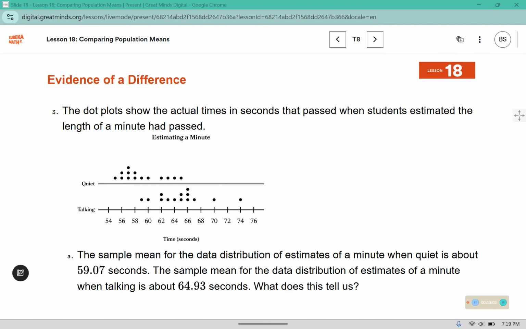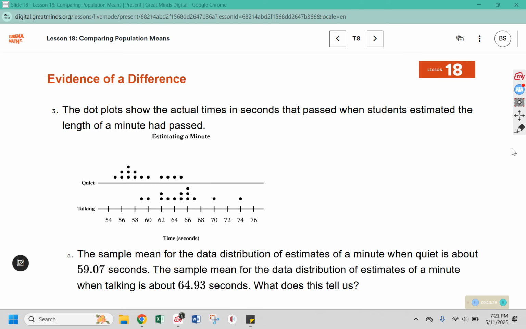The dot plots show the actual times in seconds that passed when students estimated the length of a minute had passed. The sample mean for the data distribution of estimates of a minute when quiet is about 59.07 seconds. The sample mean for the data distributions of estimates of a minute when talking is about 64.93 seconds. What does this tell us? There isn't much space for me to write it down there, so I'm going to type it right here.